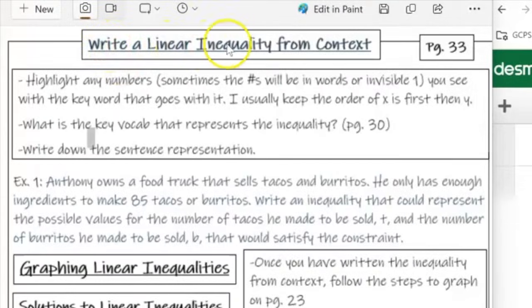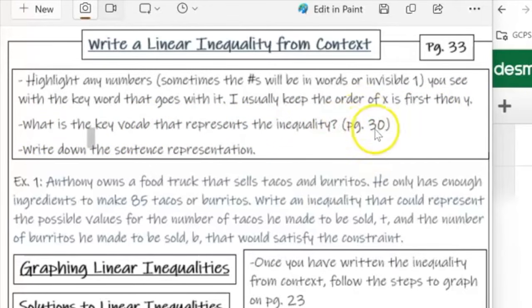We're going to write a linear inequality from context. To do that, we might need to highlight any numbers, and sometimes the numbers will be in words or invisible. Highlight each one that we see, with the keyword that goes with it. I usually keep the order of X if it's first and then Y. And then you're asking yourself, what is the key vocab that represents the inequality?